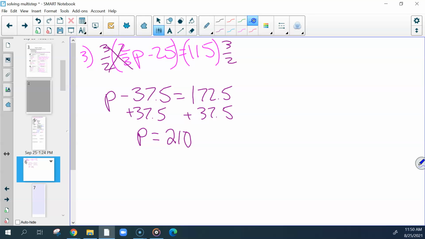Let's check it, make sure it works. This one. What is 2/3 times 210?